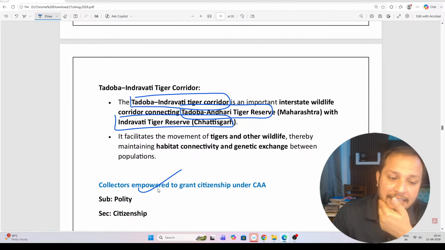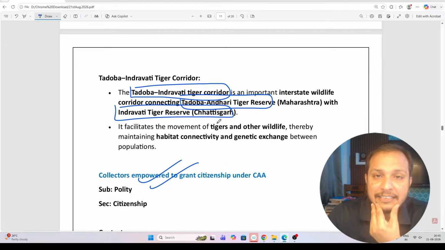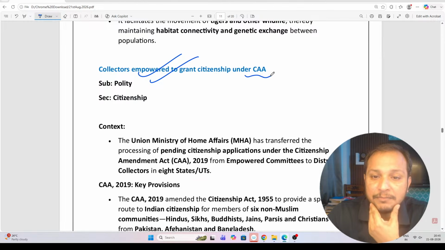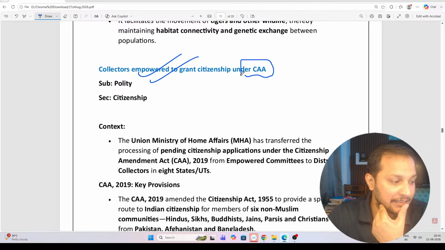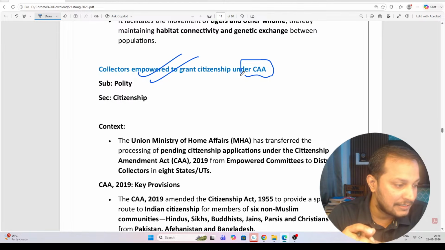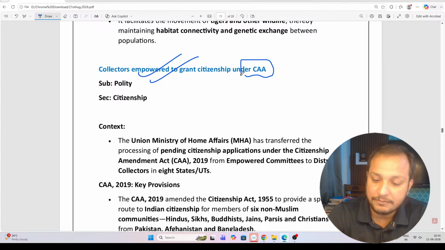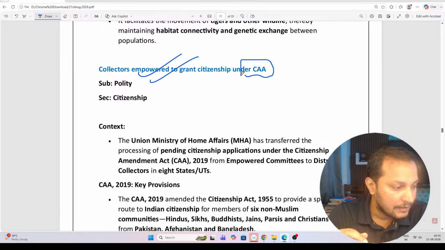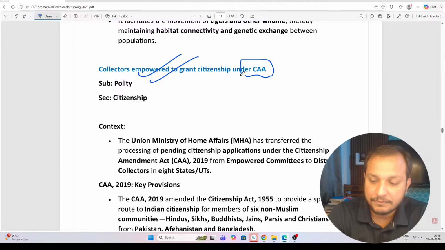Next, guys, collectors empowered to grant citizenship under the Citizenship Amendment Act. Guys, Citizenship Amendment Act, very important. You can expect a question, guys.